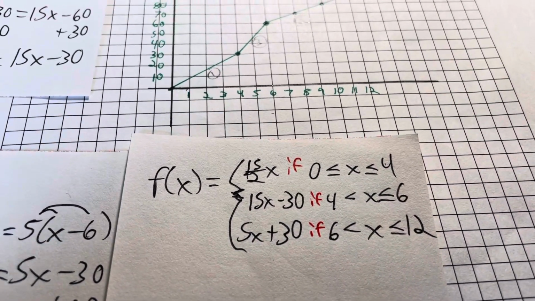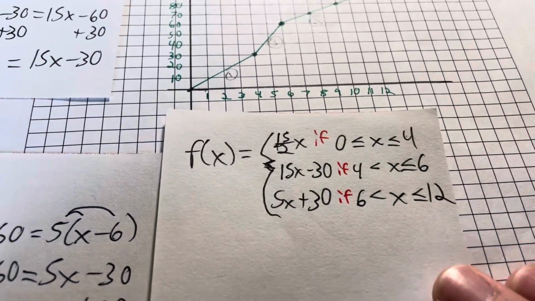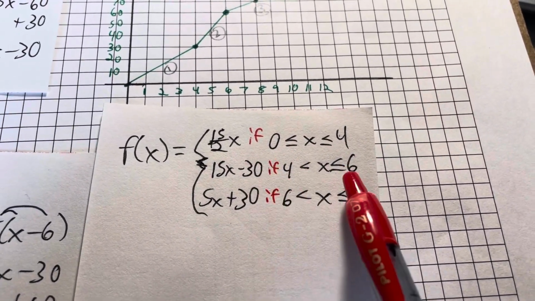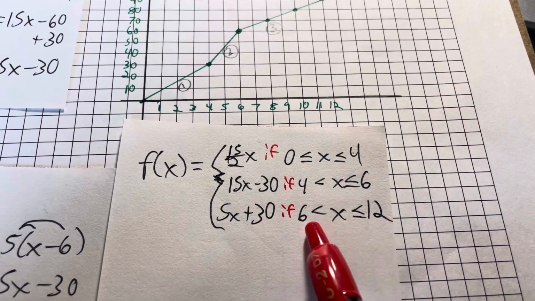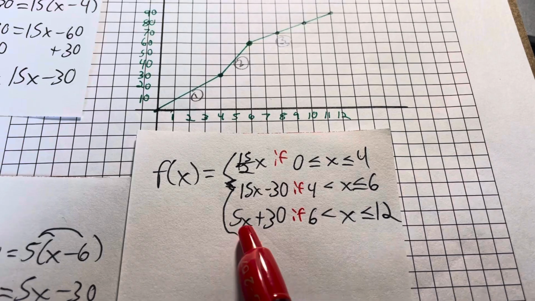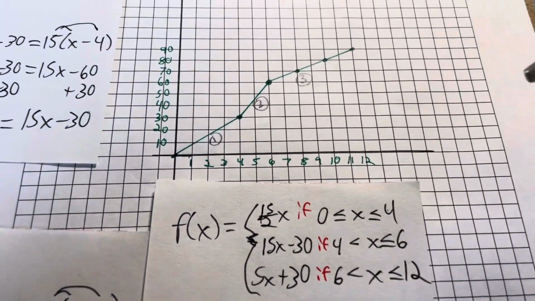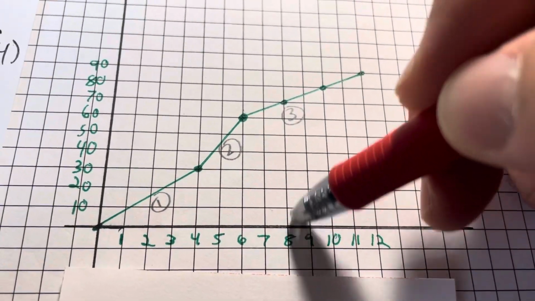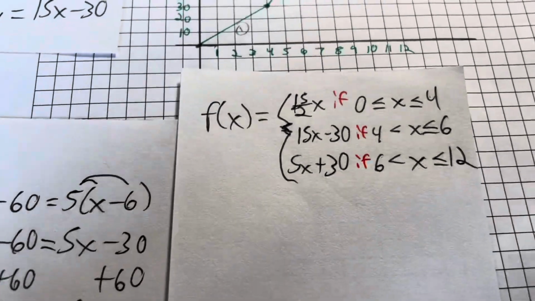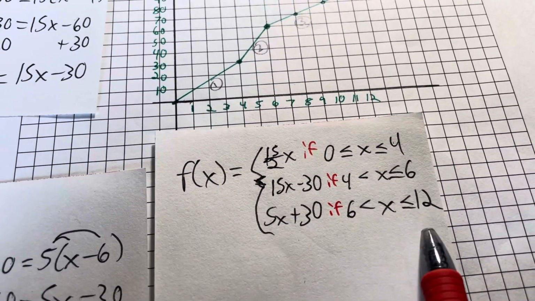So let's just say I wanted to pick a number between any of these intervals. So let's say I picked the number 8. Which equation would I use for 8? Well, look at your domain. Where would 8 be? 8 is between 6 and 12. So I would use this one. What's 8 times 5? 8 times 5 is 40. 40 plus 30 would be 70. Look up here. 8 gives me the value of 70 for y, because that equation is the one that is used if x is between 6 and 12.